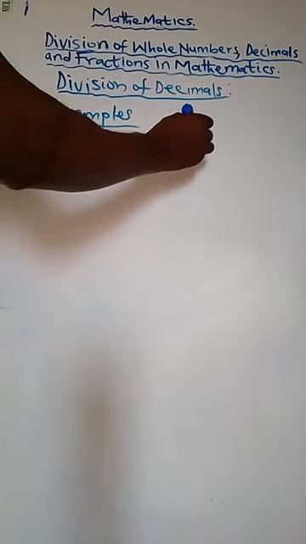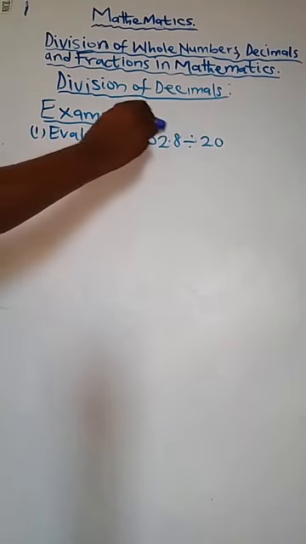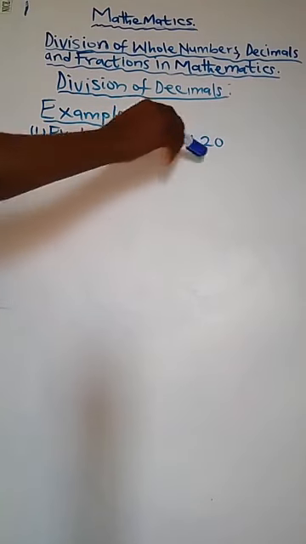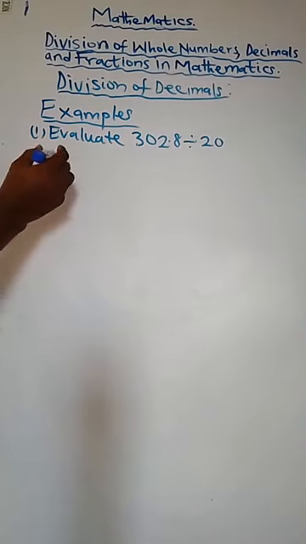302.8 divided by 20. Alright, you have 302.8 divided by 20. If you look at it very well, the first number is a decimal, while the second number is a whole number. So let's deal with it straight. Let's write it in the proper way for us to go by way of short division method.